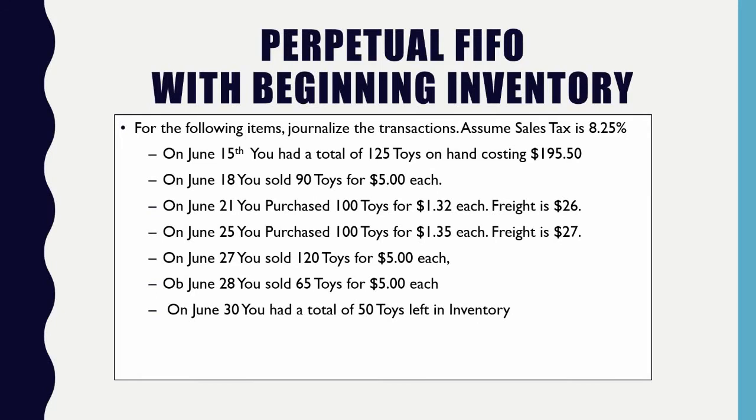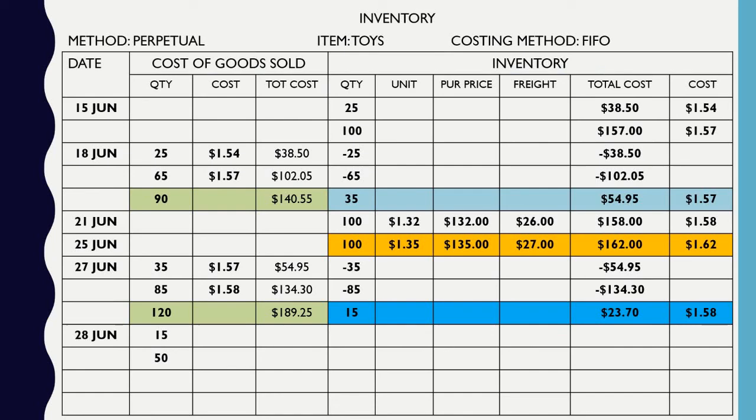Last one right here is on June 28th. We end up selling 65, which then on June 30th, you should have an ending total balance of 50 toys left. Well, let's go ahead and take out the remaining.